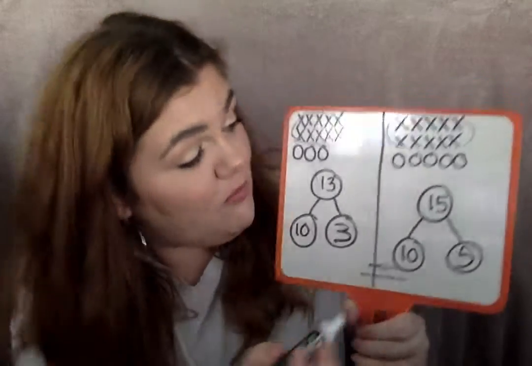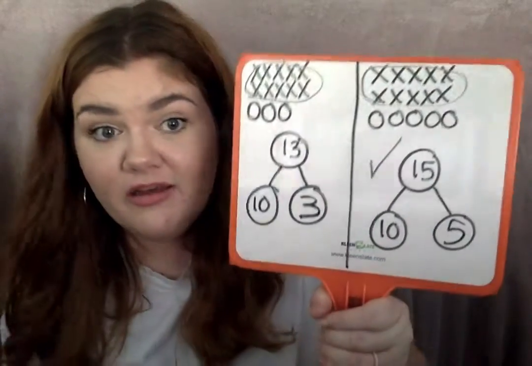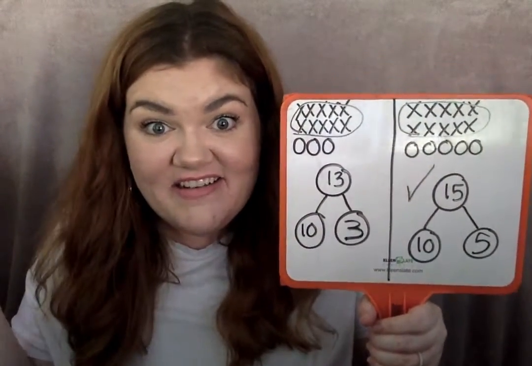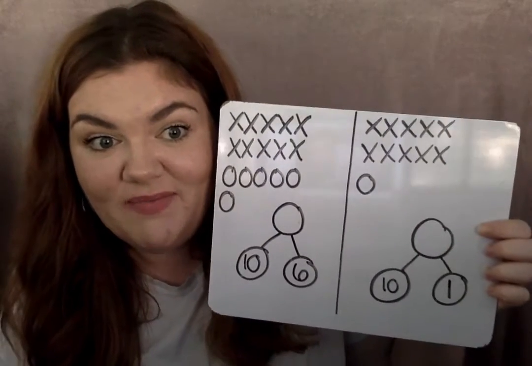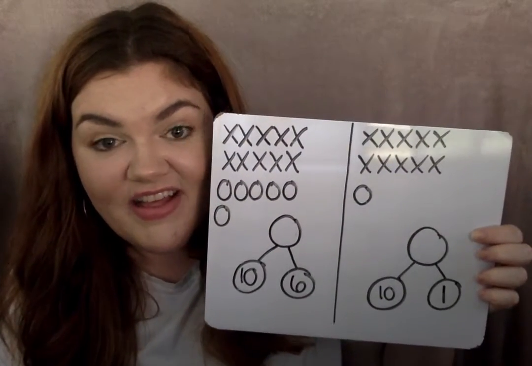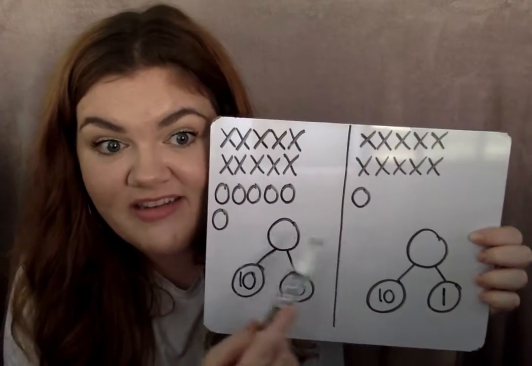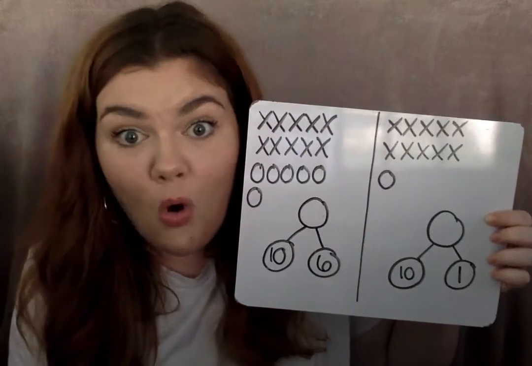Yeah, 15 has more, so I'm going to give it a big old check mark, and that's it. Okay, let's do our next one. Oh, okay. What do we notice about this one? This one, we don't have our what? We don't have a whole.